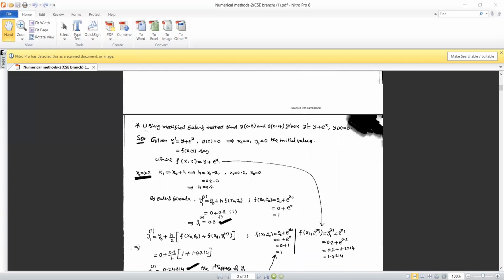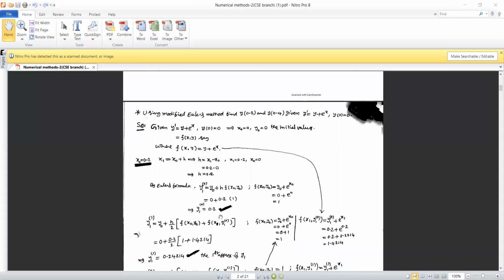See this problem. Using modified Euler's method, find y at point 2 and y at point 4, given that y dash equals y plus e power x and y at 0 is 0. First of all, you have to compare the equation with the standard form of the ordinary differential equation.